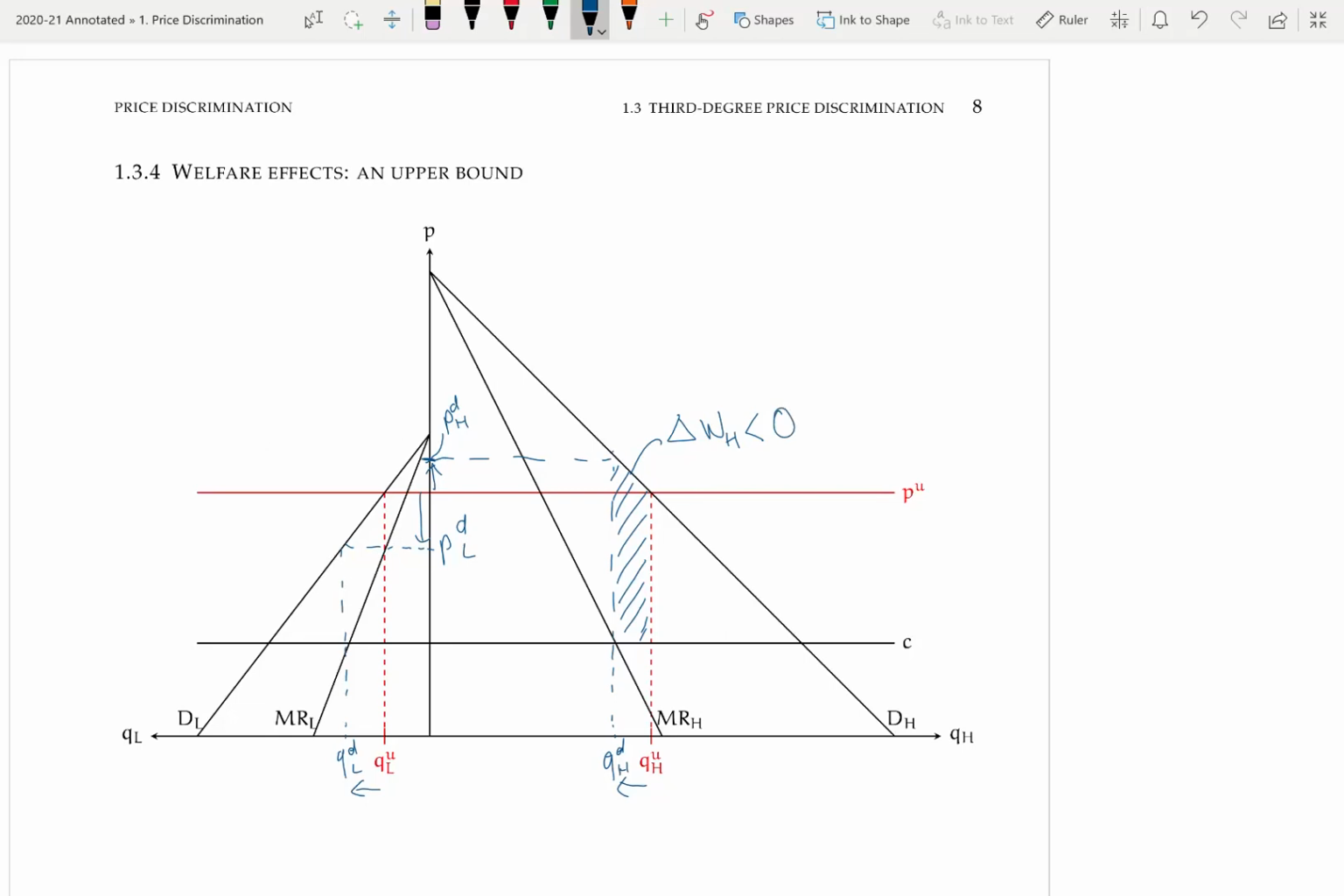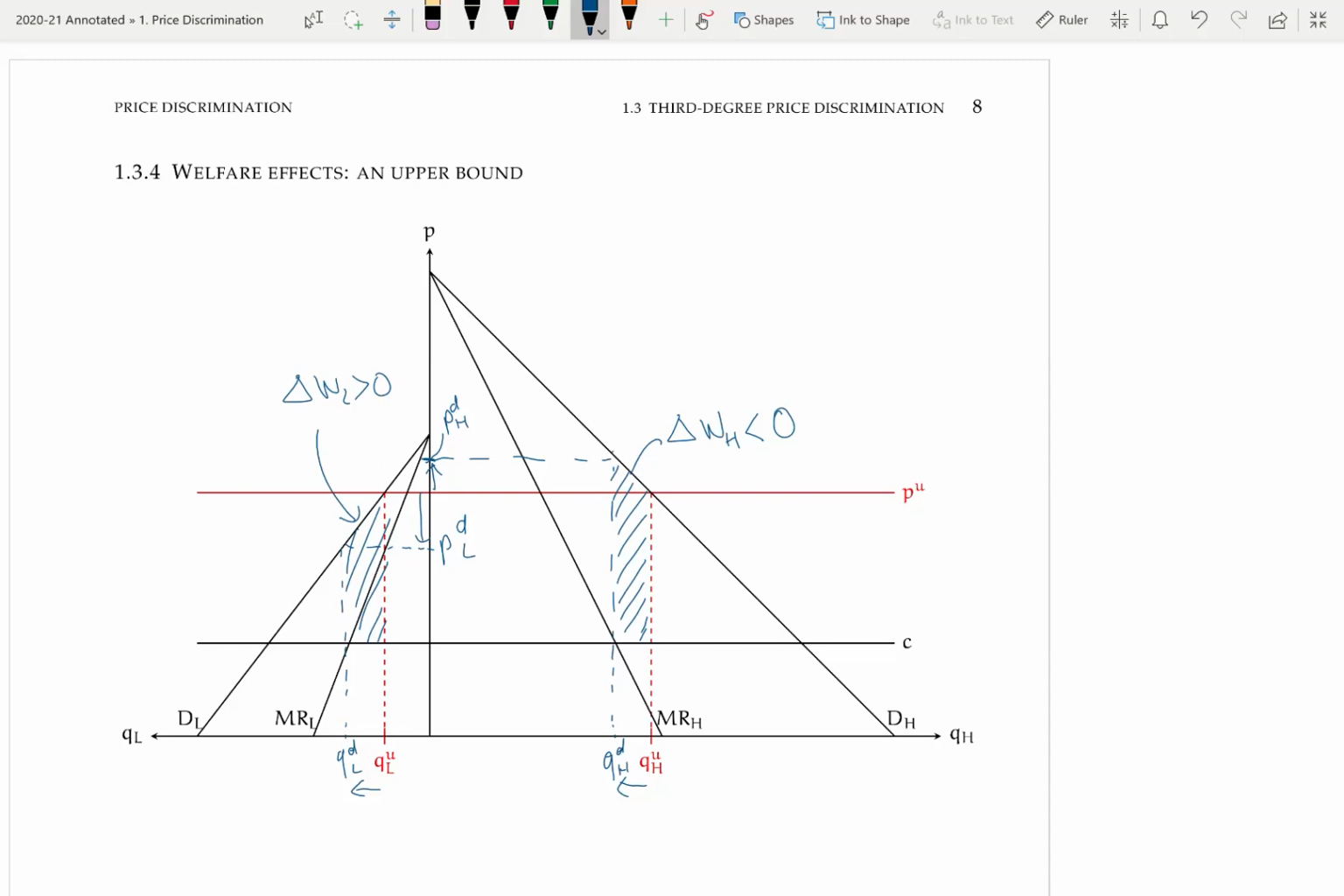Now what about the low demand market? Well, there's an increase in quantity. Again, we're looking at the area between the demand curve and the marginal cost curve. So that area is this one here. This is the change in welfare in the low demand market, and that's positive because there's an increase in the quantity. Now what about the overall change in welfare?